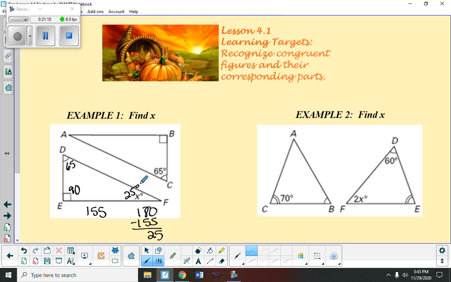Let's look at the next one. First of all, fill in everything you know. Angle B and D are the same, so these are both 60. You have a few different ways you could solve this. Here you have 2 marks. Over here you have 2 marks on angle E, so that is 70. So if you need to find x, what you could do is say, okay, I know 3 angles here. Add those together, set them equal to 180.